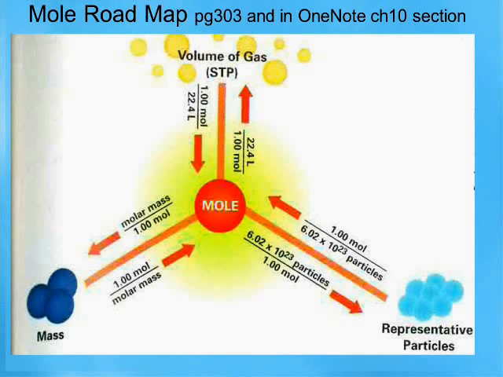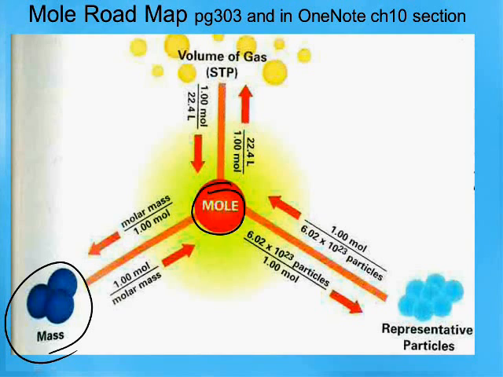Now we're also going to need to look at this roadmap. We have one on page 303. This is the one on 303. I also put some others in the chapter 10 section of your notebook, and we're going to look at these individually. And this roadmap goes from mass to the mole and mole to mass.